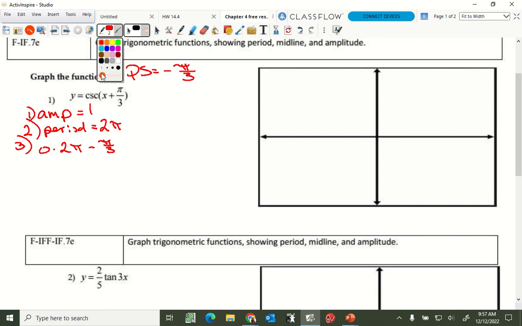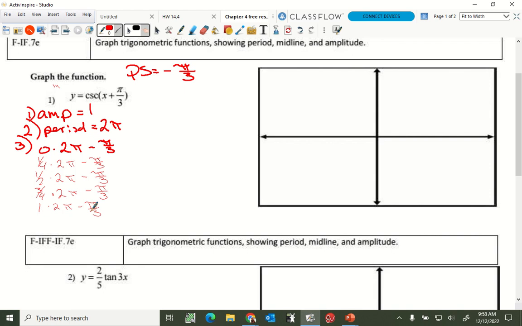I wonder if I can actually make this one even. There we go. Okay. Quarter times 2 pi minus pi over 3. Half times 2 pi minus pi over 3. 3/4 times 2 pi minus pi over 3. And 1 times 2 pi minus pi over 3.